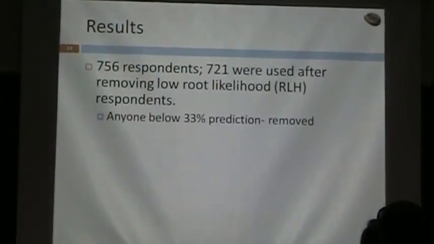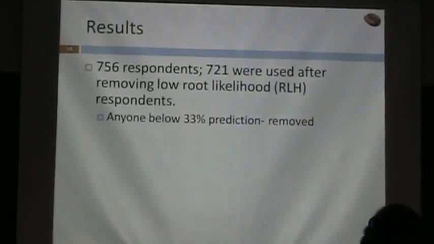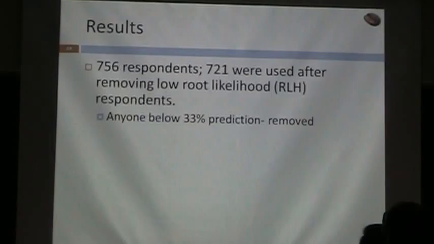So results. I surveyed 756 respondents over a 2-day period. I used data from 721 respondents. I removed anyone that had a root likelihood value of less than 33%.